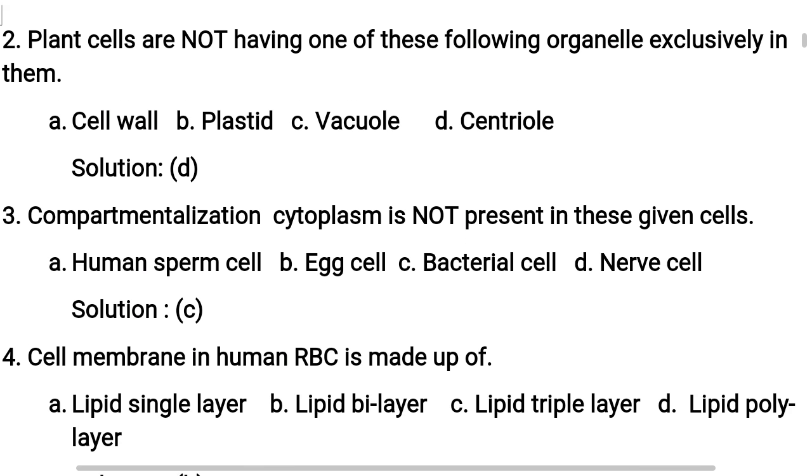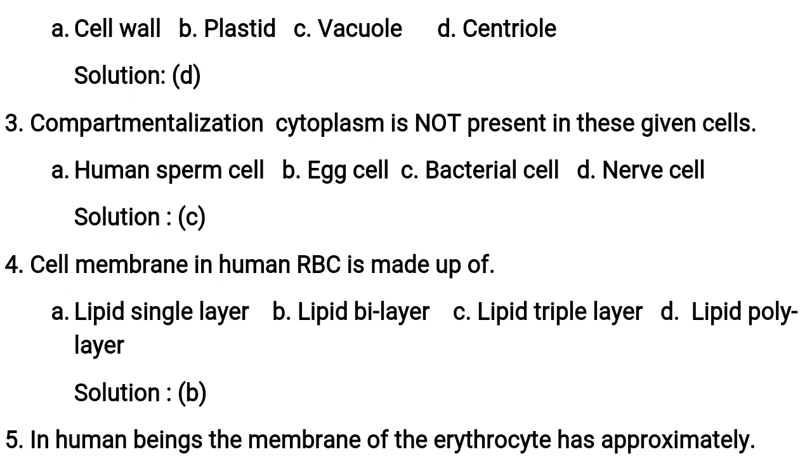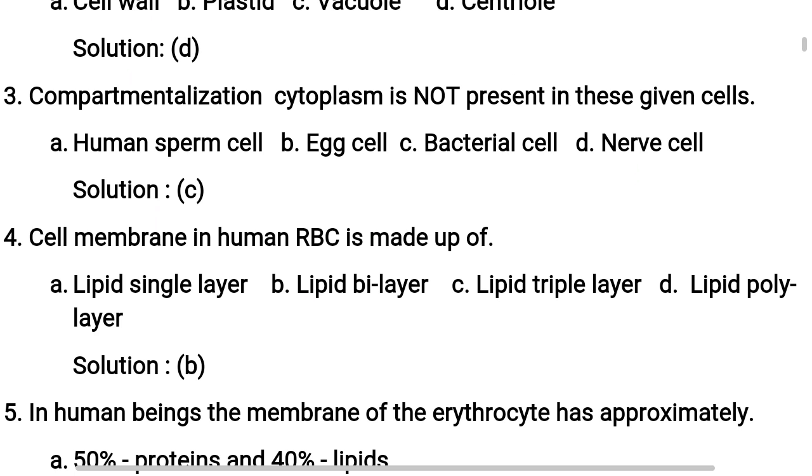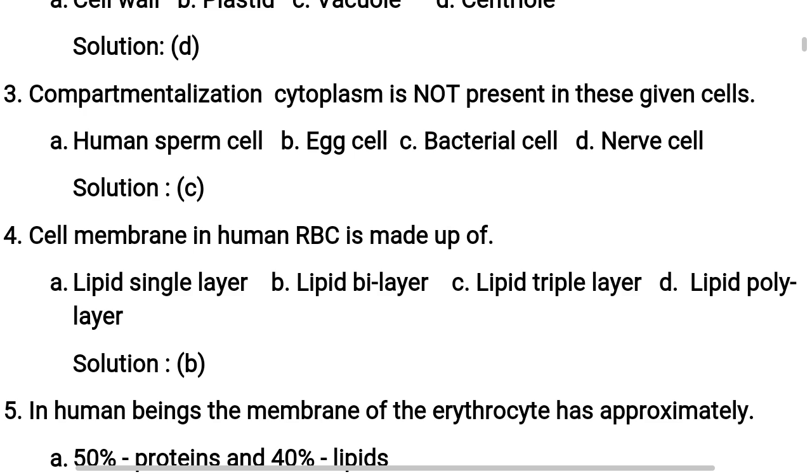Understood? Now coming to third question. Compartmentalization of cytoplasm is not present in these given cells. Option A, human sperm cell. B, egg cell. C, bacterial cell. D, nervous cell. So the correct answer for this question is option C, bacterial cell.